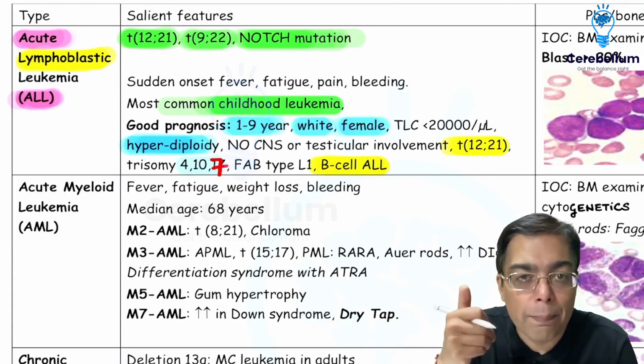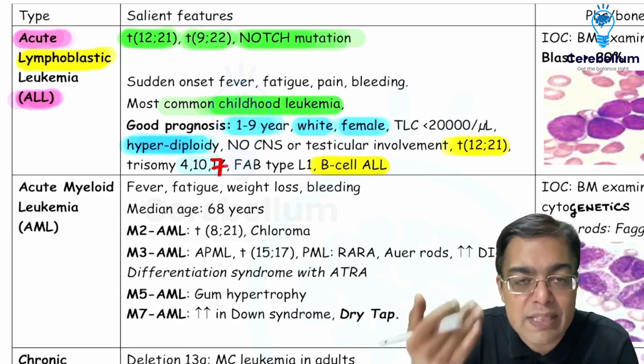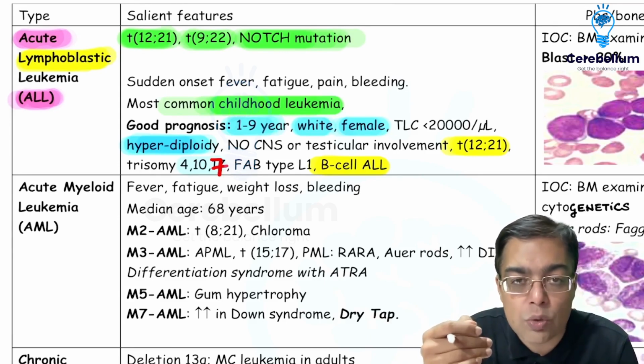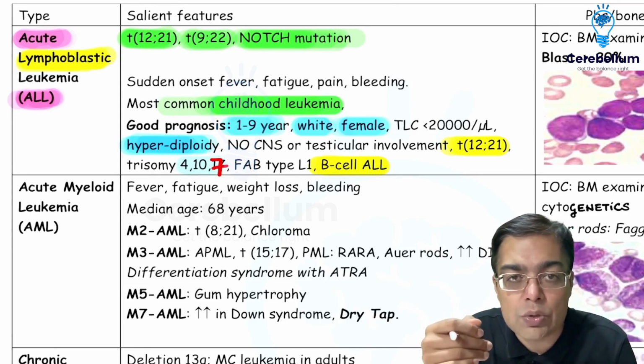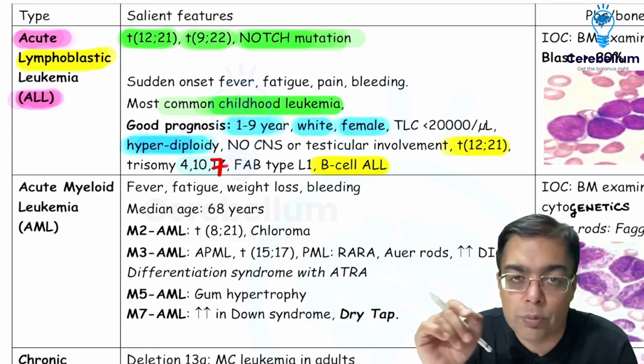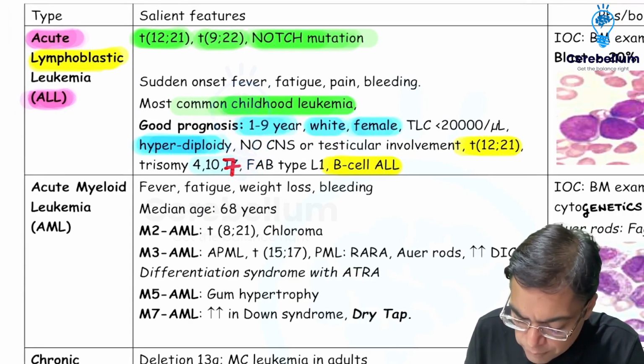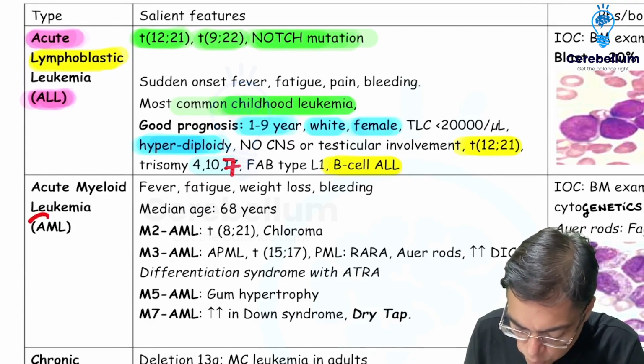On the other hand, males, black race, higher blast count, testicular involvement, T subtype of ALL, having the presence of notch mutation, having the presence of translocation 9;22, they are the ones which are going to be associated with poorer prognosis. Having an idea about that, we talk about the next example of an acute leukemia, which is going to be the acute myeloid leukemia.